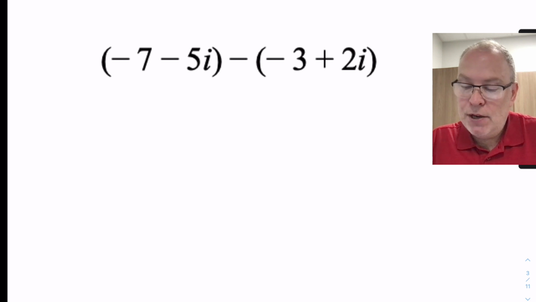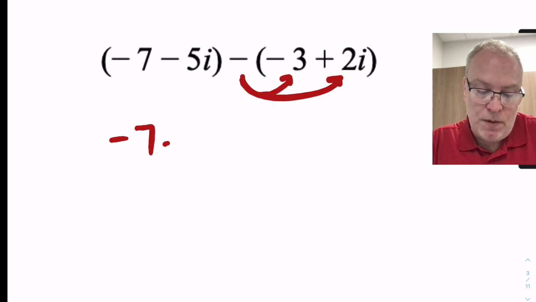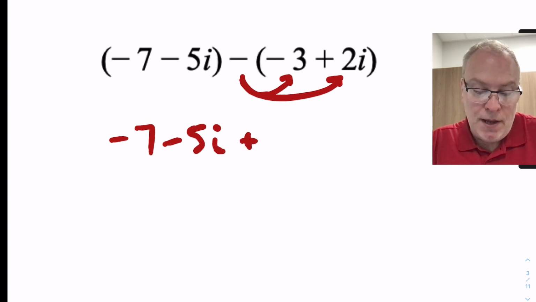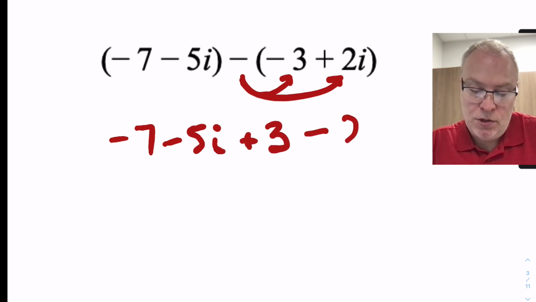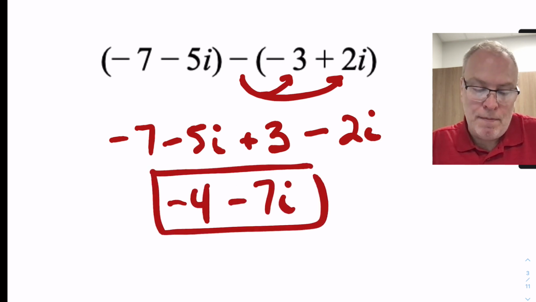Over here, subtraction. We want to distribute this minus sign, so we get negative 7 minus 5i plus 3 minus 2i, and then combine the like terms. So we get negative 4 minus 7i.